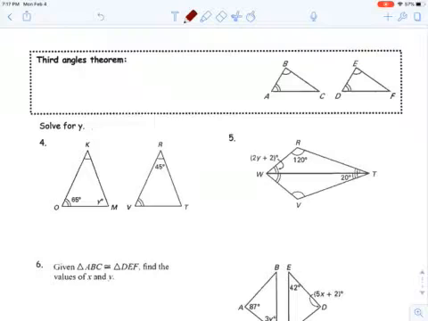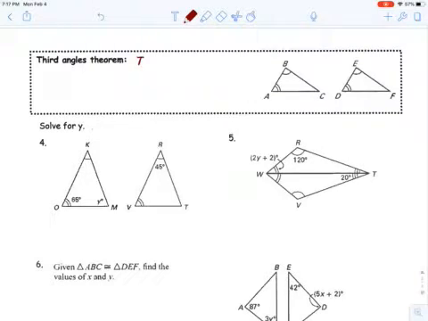To start off our notes, we need to know the third angles theorem. The third angles theorem says, if two angles in one triangle are congruent to two angles in another triangle, then the third pair of angles must also be congruent.